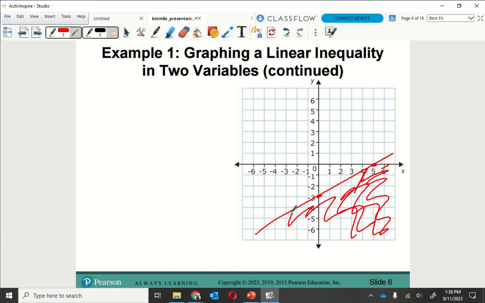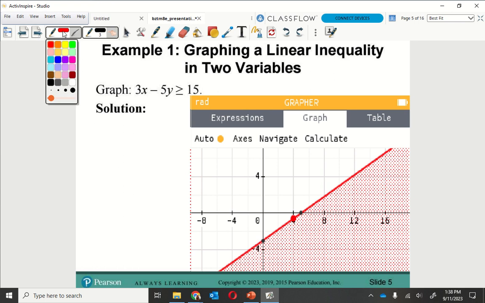Yeah. Now, I'm going to show you how to do a test point. So back on this, we're going to do a test point. So this is a range of answers. So everything that is shaded is a correct answer. So all I need to do is just pick a number, and I'm going to choose this number right here. Coordinate is 8, 0. It's nice and easy. I can see it on my graph.